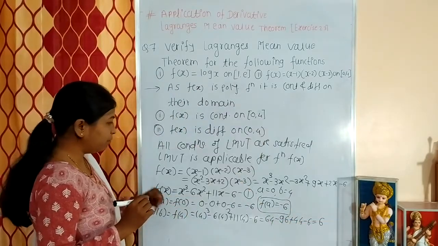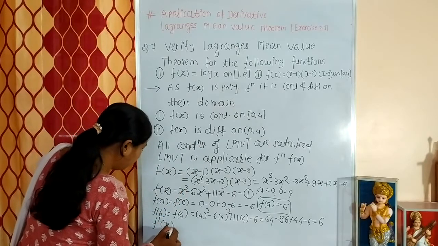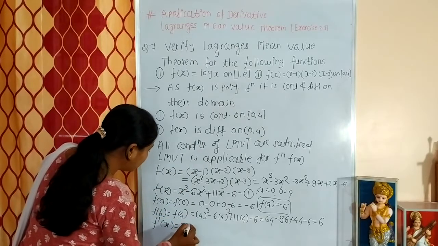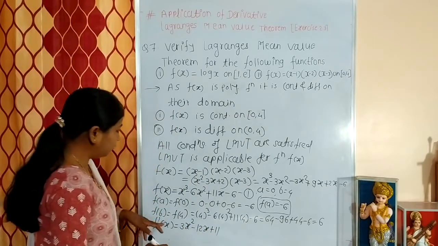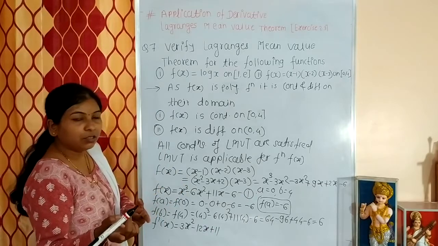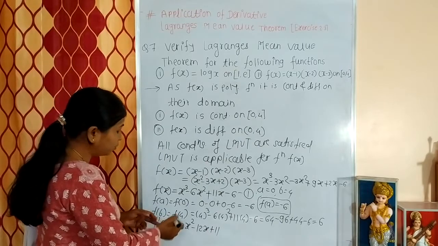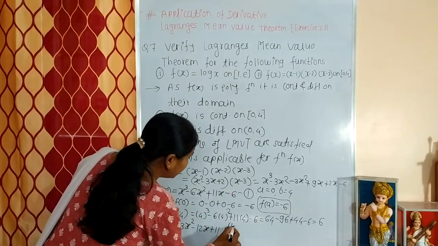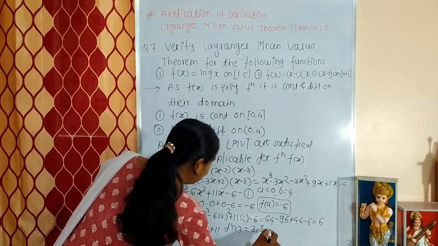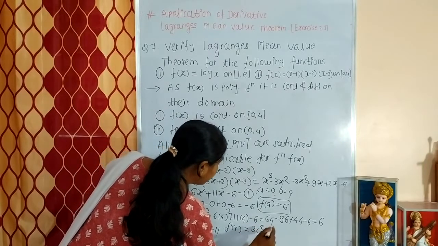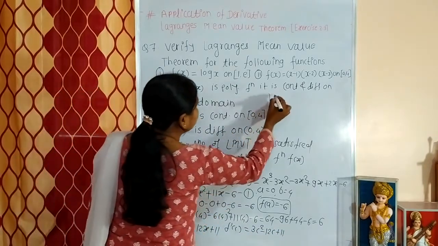We have found the values of f of a and f of b. Then we take the derivative of this function and find f dash of x. We get the derivative as 3x square minus 12x plus 11. Then we have to find the value of f dash of c, so from f dash of x we directly write f dash of c. Here f dash of c is 3c square minus 12c plus 11.